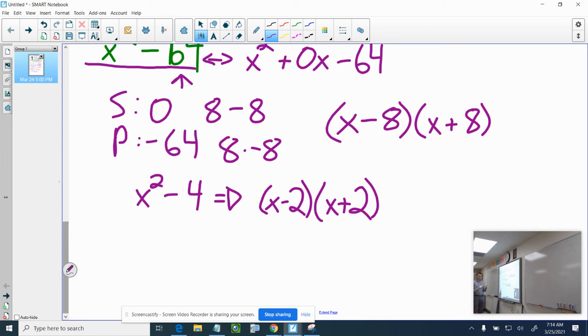Just remember, write down sum, product, your box, fill in what you know, and then use that sum and product to find the things that you don't know.